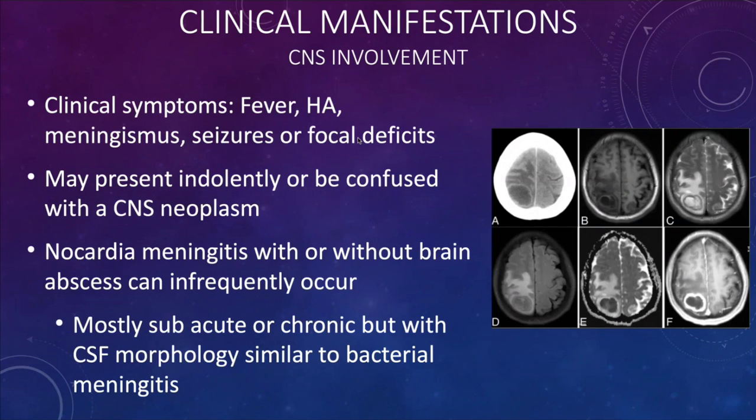Patients may present with a fever, headache, meningismus. They can have focal deficits. It can be easily confused with a CNS neoplasm, a malignant tumor. And you can have nocardia meningitis. It's mostly subacute or chronic, but when you do an LP, it tends to have morphology that's similar to bacterial meningitis.